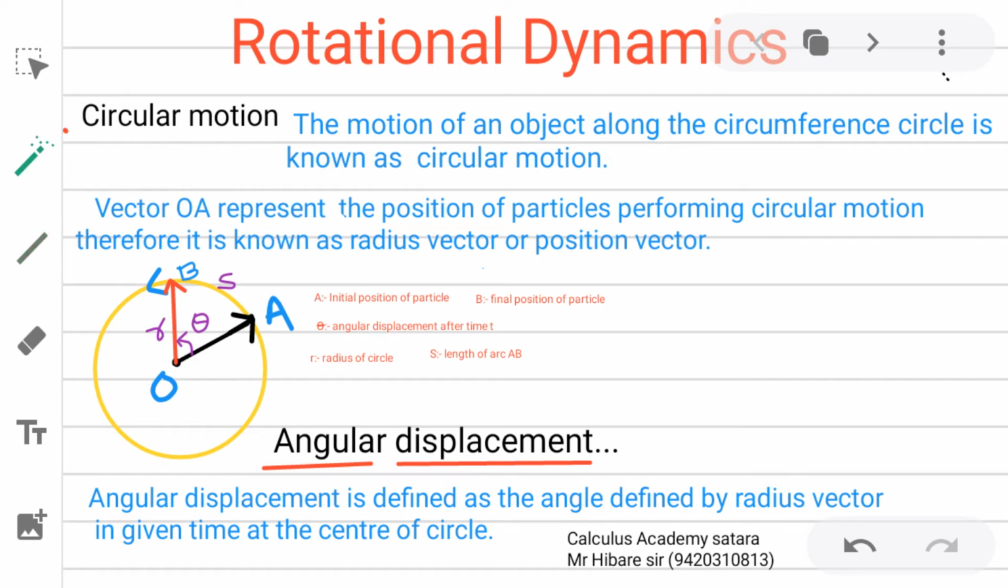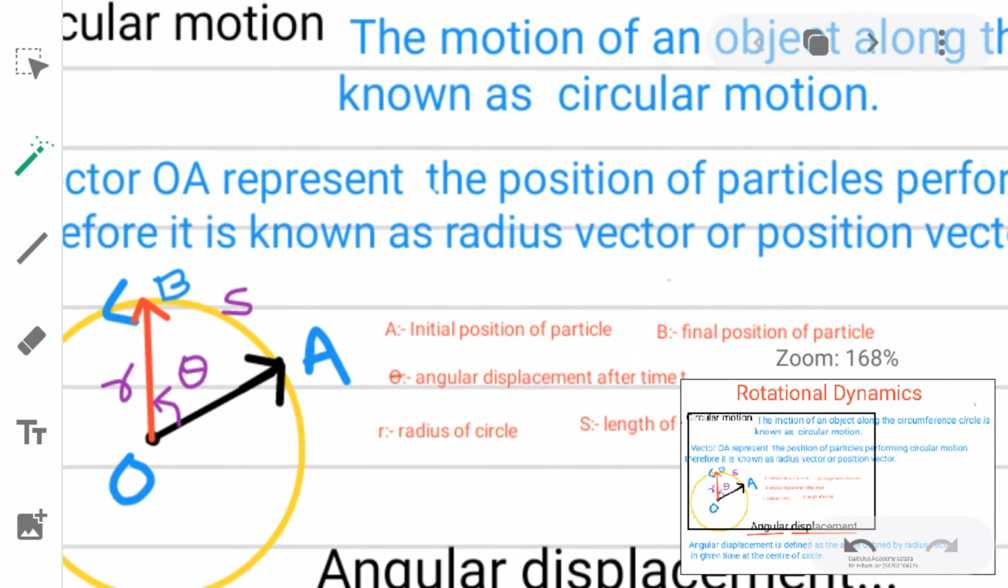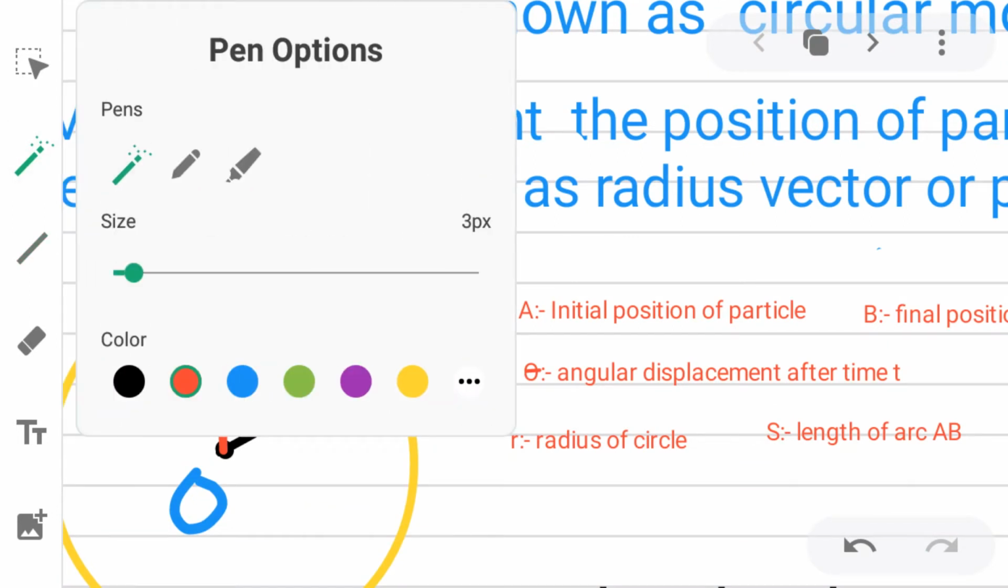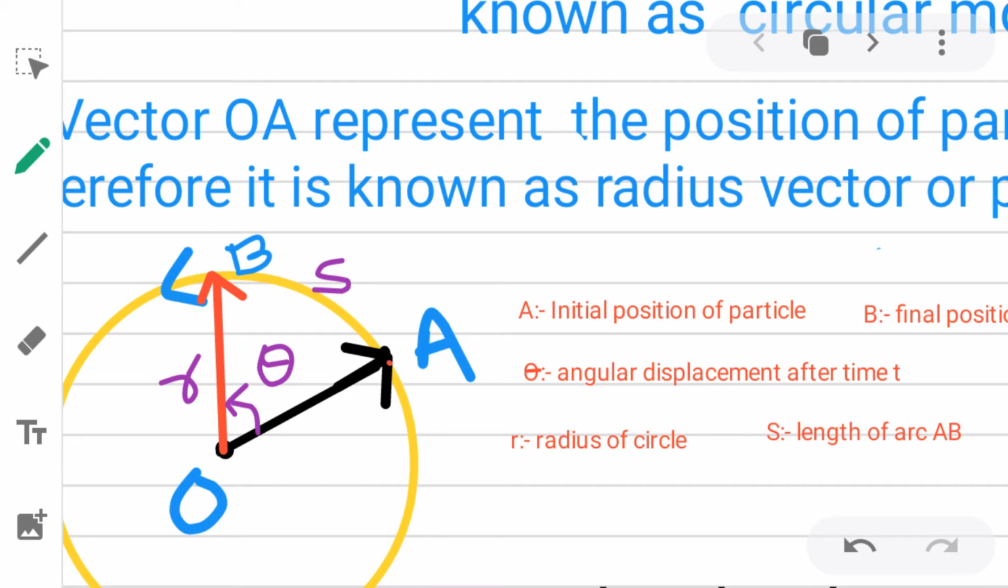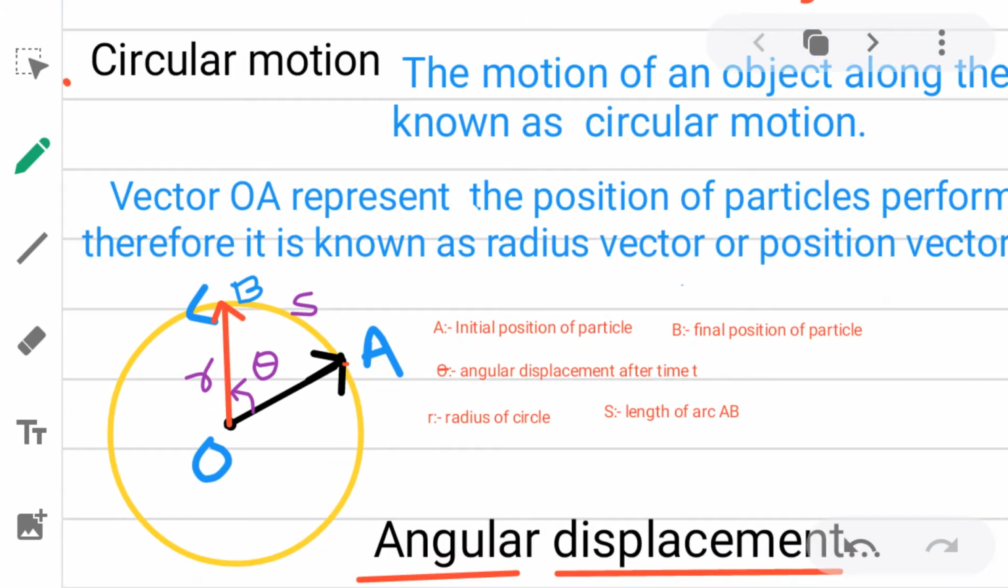Now, in this diagram, OA represents the position of the particle. Suppose the particle is at A. See this diagram. The initial position of the particle is A. Then OA represents the position of a particle performing circular motion. Therefore, it is known as the radius vector or position vector.